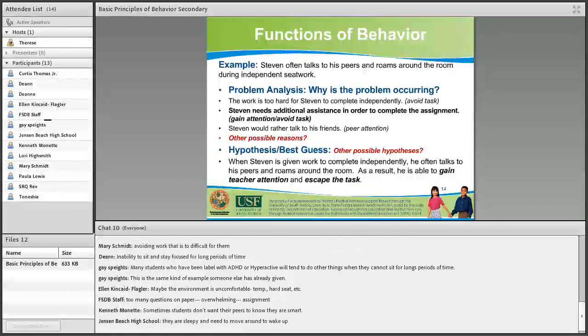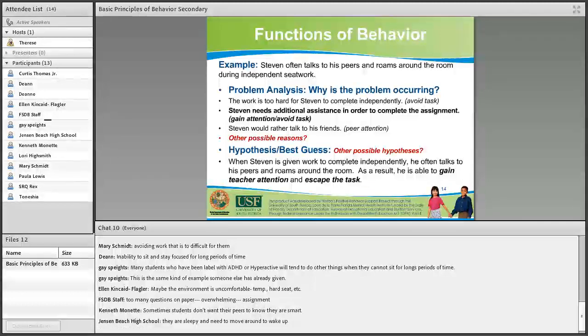All right, Florida School for the Deaf and Blind, too many questions on the paper, so they might feel overwhelmed by the assignment. So they're escaping the assignment. Very good. All right, Kenneth, sometimes students don't want their peers to know they are smart. And excellent. So then the function of behavior I would assign to that is that they're avoiding peer attention.